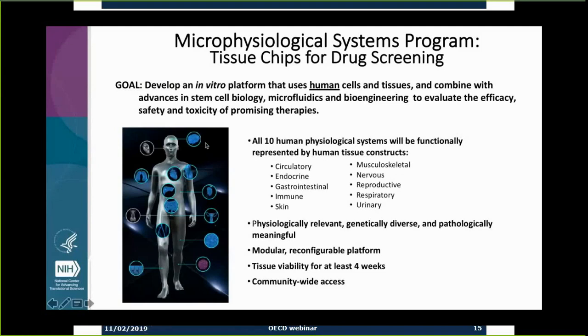So shown here in the picture, these microphysiological systems are representative of the circulatory, the endocrine, the GI, the immune, skin, musculoskeletal system, nervous system, reproductive, as well as respiratory and urinary system. So it's essentially the major organ systems in the body, and these in vitro platforms are engineered so that they are physiologically relevant and that they also can inform genetic diversity, and of course has to be relevant in terms of representing disease pathology. It needs to be modular in the sense that it could be plug and play, in some ways kind of like Lego blocks, and at least be viable for 4 weeks to allow for chronic drug testing.